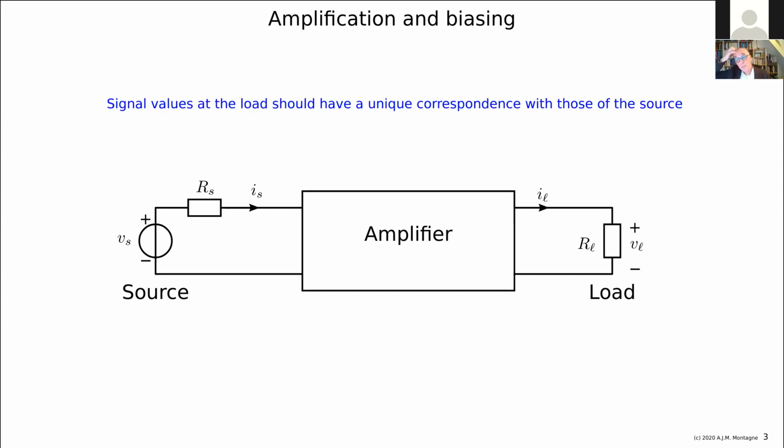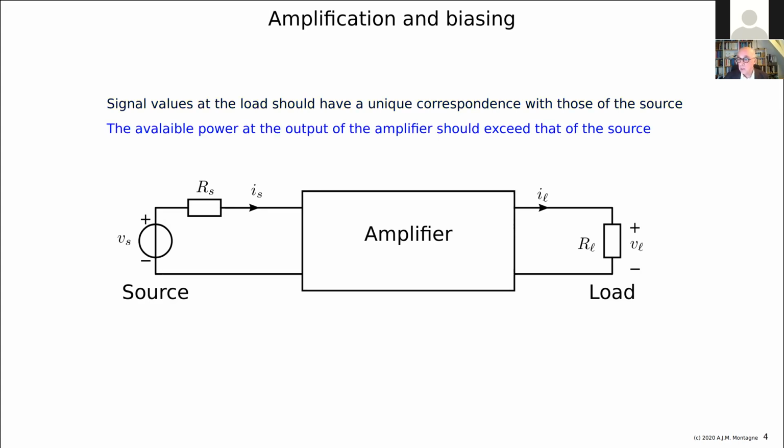So what is an amplifier? What do we want from this amplifier? Well, we want signal values at the load to have a unique correspondence with those of the source. If this is the case, then we can retrieve the information from the source. It doesn't need to be without distortion, as long as we can retrieve the information. That's important. But of course, in many situations, it's just better to say, well, you want to have a load signal that is a copy of the source signal with a larger available power gain.